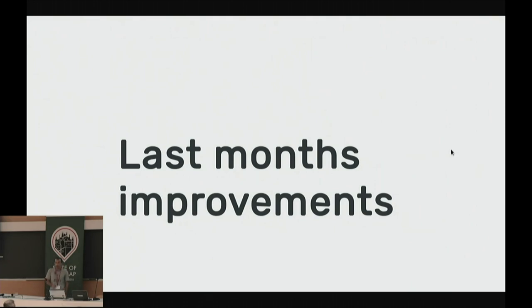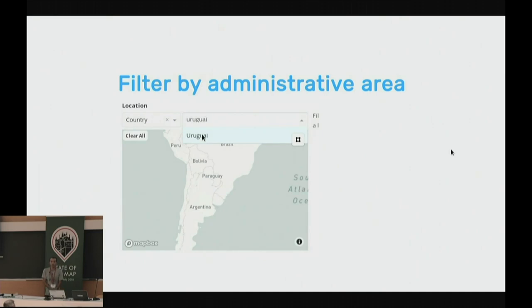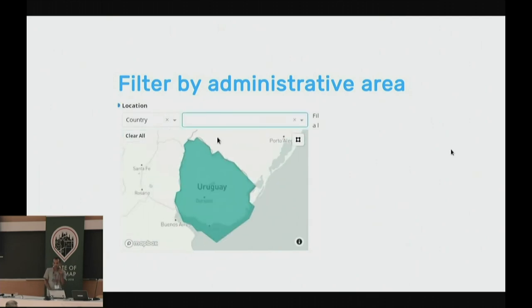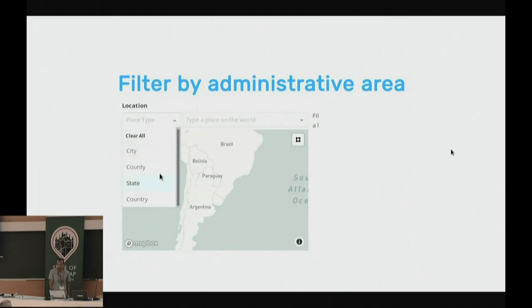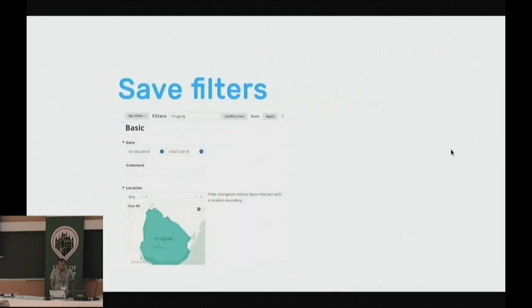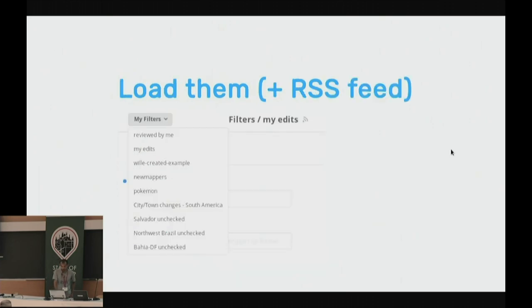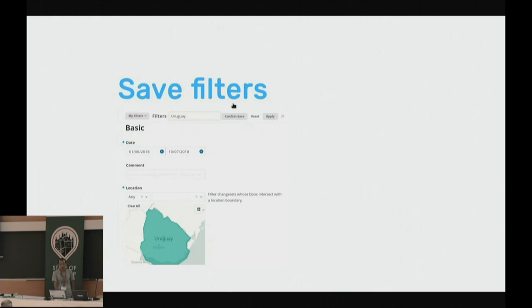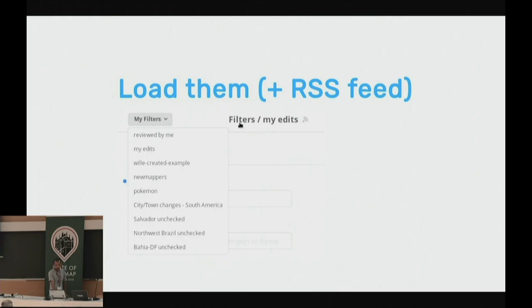We have done a lot of improvements in the last months. We can filter now by administrative area. We use Nominatim to search for a country, a state, a city. So it's very useful if you want to filter administrative areas. You can also draw a polygon with your area of interest. We can save the filters, like if you have some filters that you are always using. On the top of the filter page, there are some buttons that you can use to save. And we have also the drop-down menu where you can load your filters.